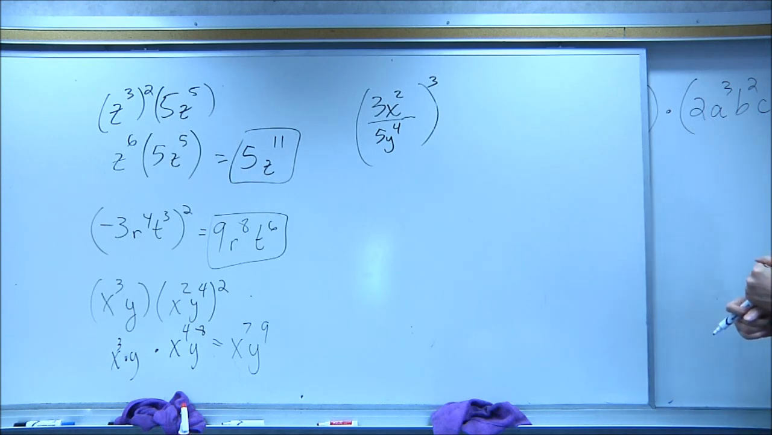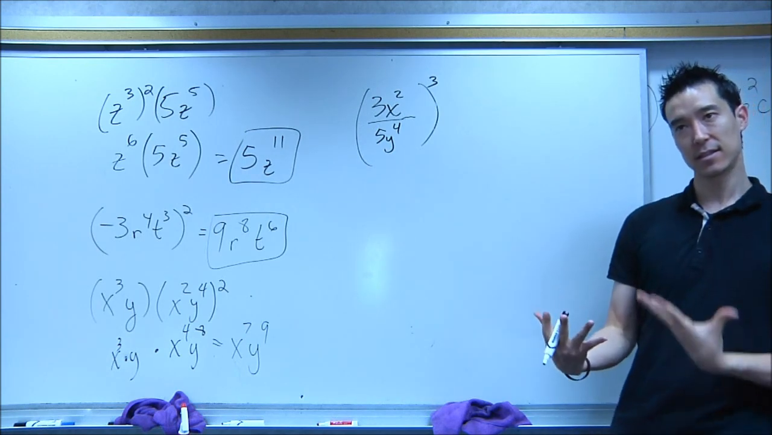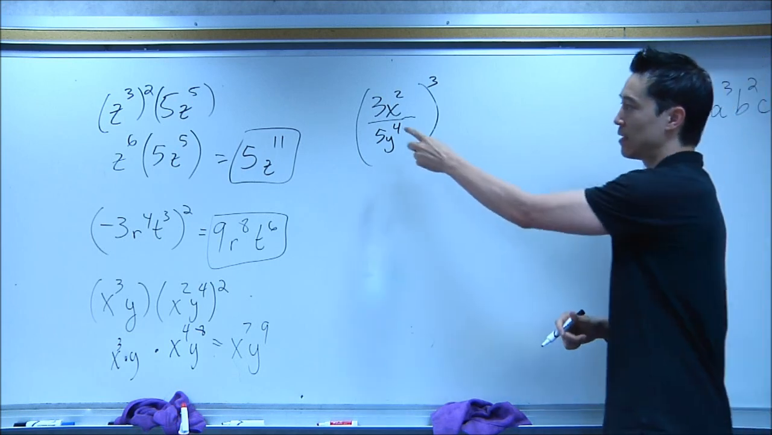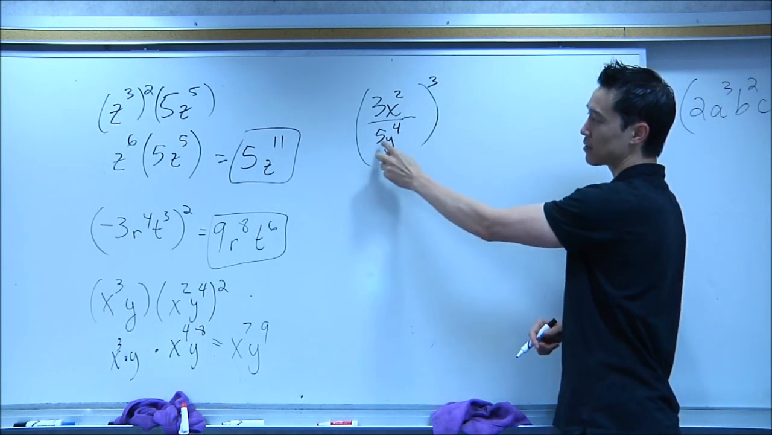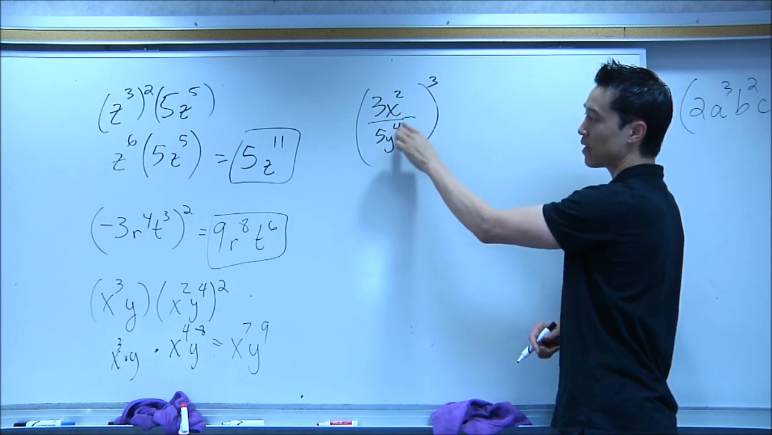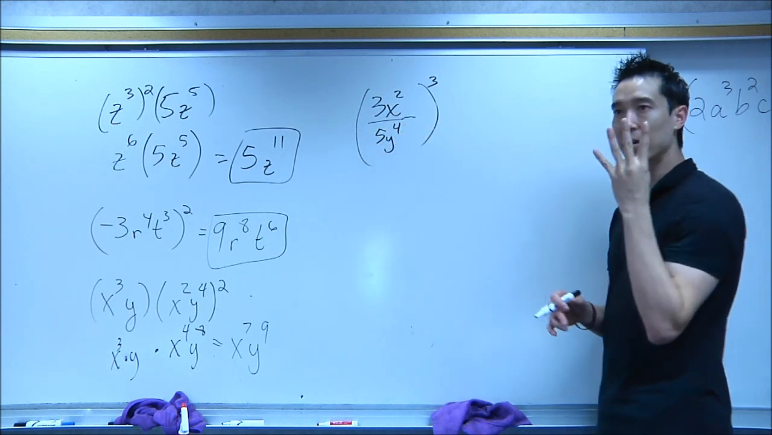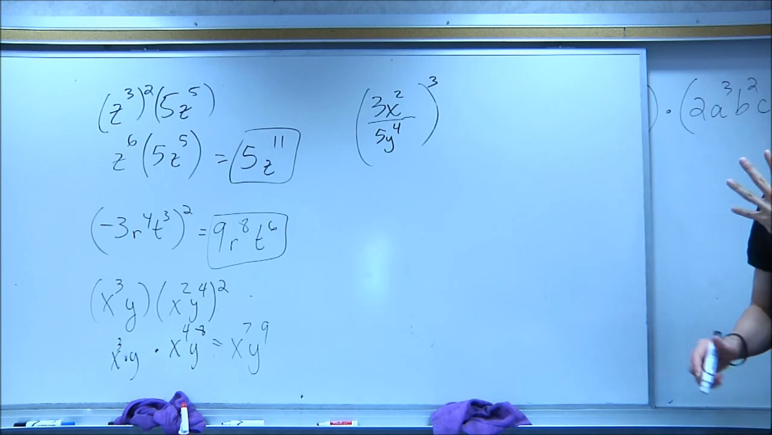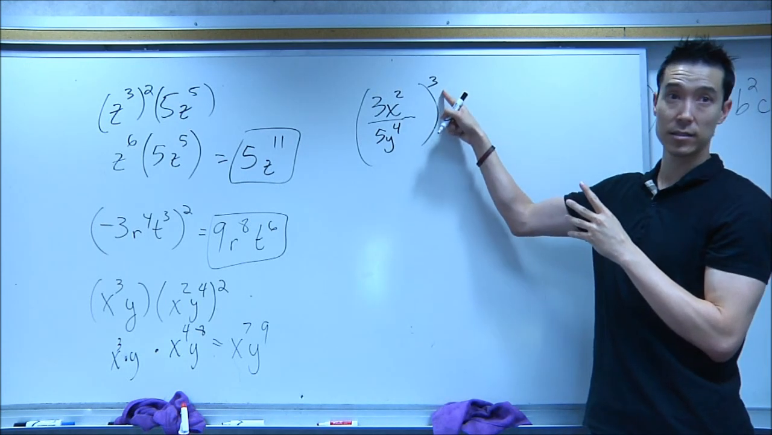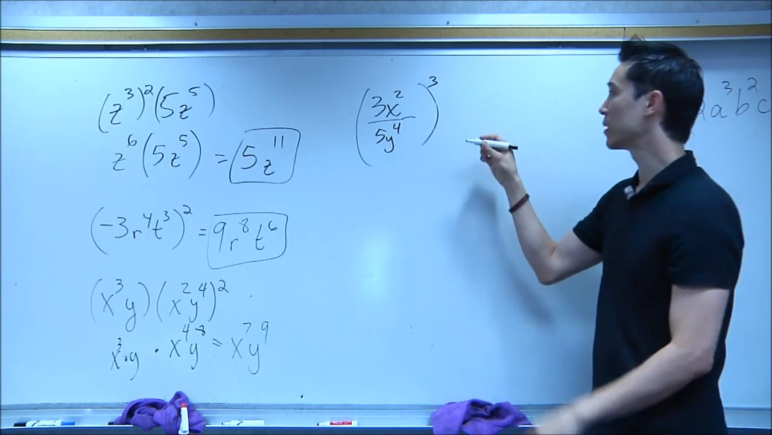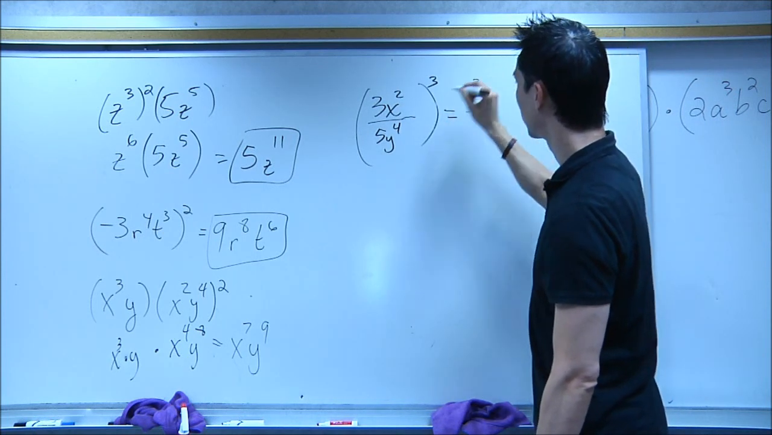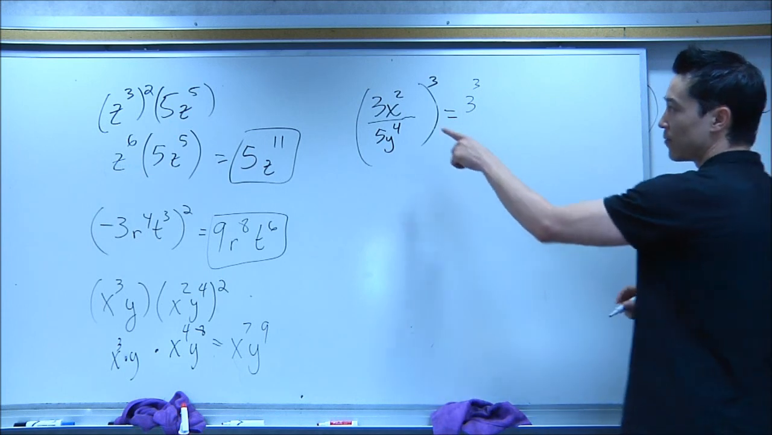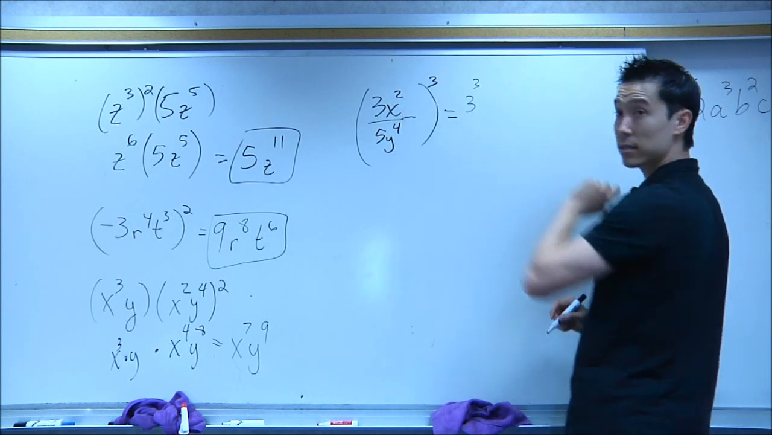Okay, in terms of pieces, I have this coefficient of 3, I have this x squared, I have in the denominator a coefficient of 5, and a y to the 4th. So I see 4 pieces that I have to deal with. All 4 of those pieces get raised to this 3rd power. Okay? So let's start with the 3. 3 to the 3rd power. Done. Now, x squared raised to the 3rd power.